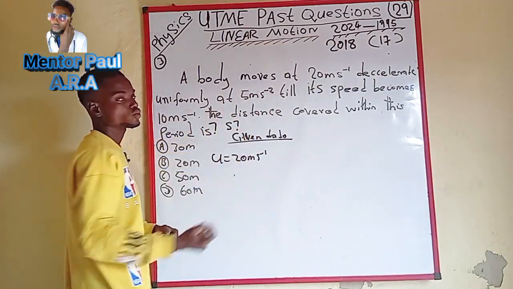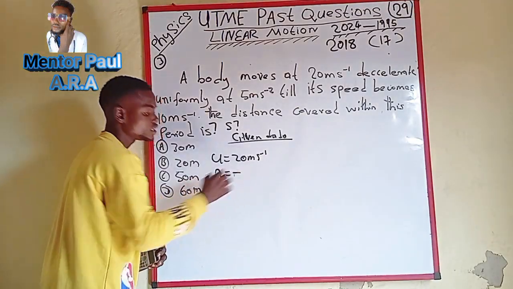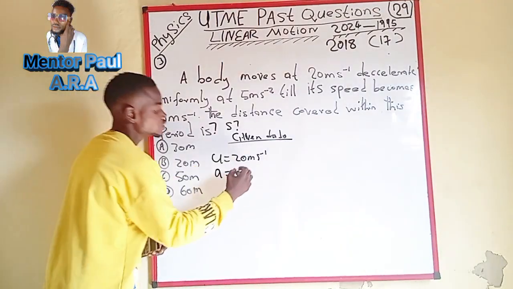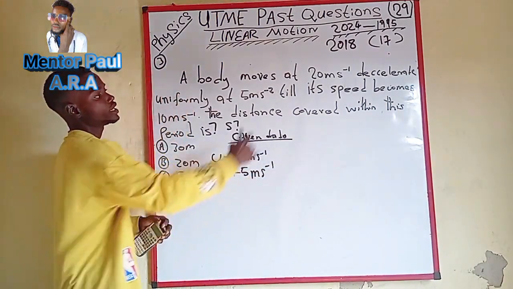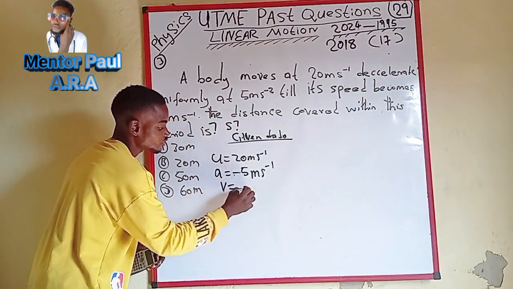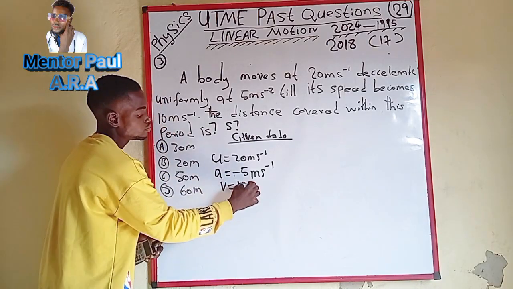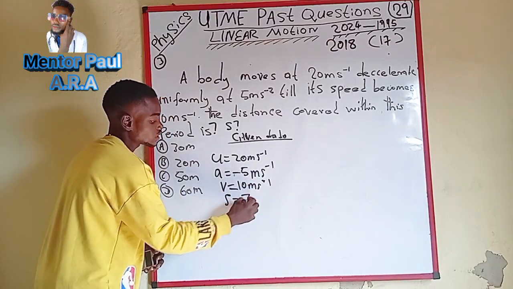So we use the square to denote what? Acceleration or deceleration. So now acceleration is going to be negative because it is what? Reducing, negative 5 meters per second squared. And again, its speed becomes 10 meters per second. We denote it as the final velocity, which is 10 meters per second. Now we are looking for the what? The distance, which is s.